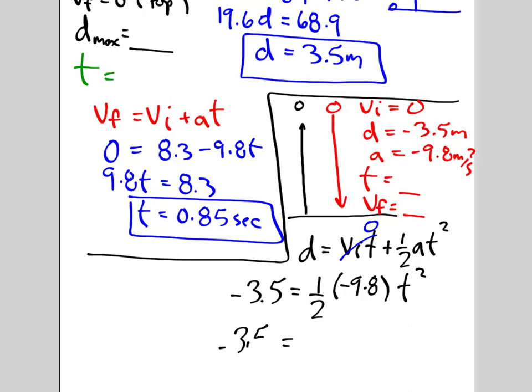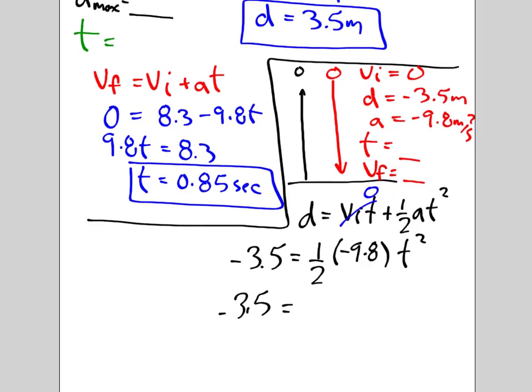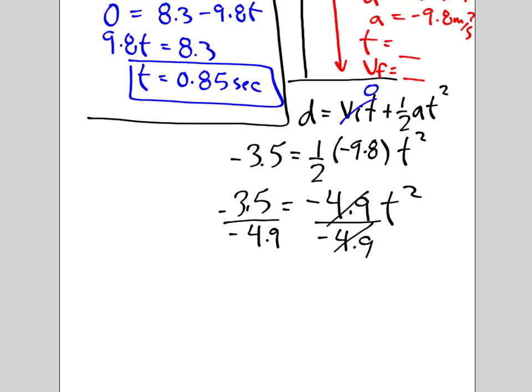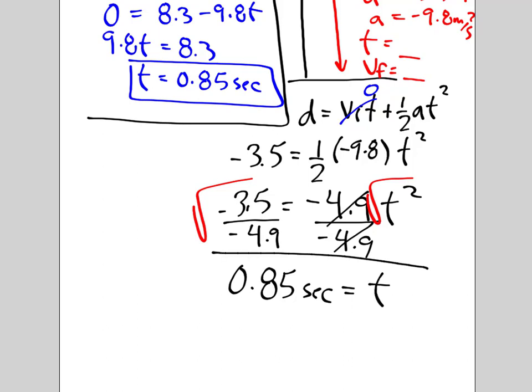Going to run out of room here, my apologies. Jumping around the page, trying to fit too much on here, I apologize for that. Divide both sides by negative 4.9. Those cancel. And then take the square root of both sides. And I have 2 negatives on the left-hand side, so that's good news, because they'll cancel each other out. And then I can take the square root, and again, pause it, go through the math. 0.85 seconds is the time to fall to the ground.